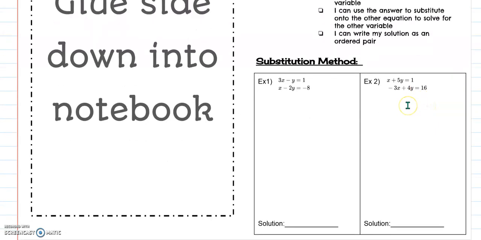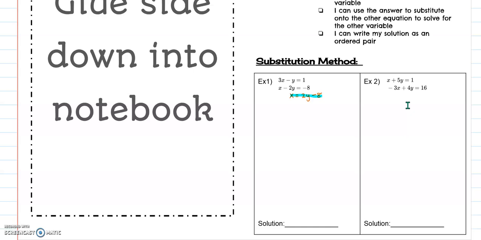So let's look at this first one. We have 3x minus y equals 1, x minus 2y equals -8. I'm going to take this second equation and I'm going to solve for x. So x is going to equal positive 2y minus 8. So I'm going to move that 2y to the other side so I have one of my equations to be x equals.